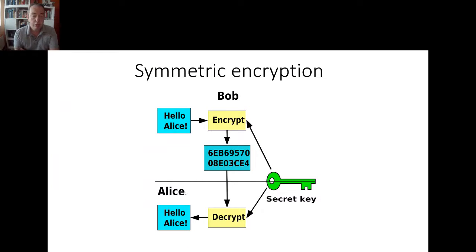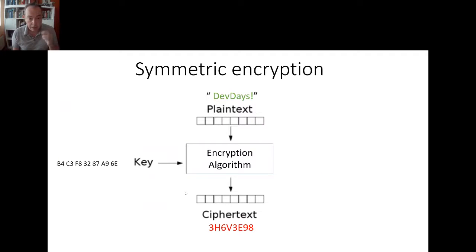I already showed you symmetric encryption is basically Bob and Alice sharing a secret key. Bob uses this key to encrypt a message, and Alice will use it to decrypt the message again. So for example, I would have the text DevDays, and it's plain text. I will put it through the encryption algorithm. It needs a key, of course, and it will give me a piece of encrypted text.